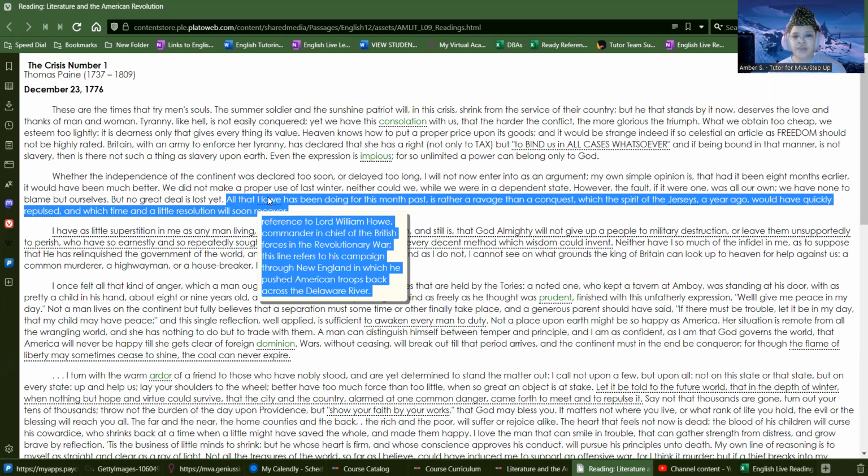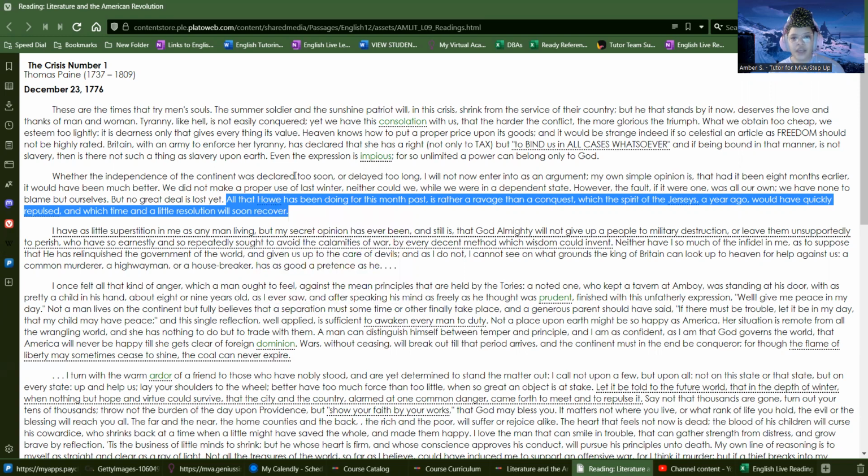So basically, he was fighting a campaign through New England, and he managed to push the soldiers back across the Delaware River. And he refers to all of this that the British have been doing as a ravage rather than a conquest. So he's saying they aren't just trying to take over the colonies to stop them from obtaining freedom and independence. He's basically just massacring everyone. That's the implication here, that he's being more violent than he has to be. It's about sending a message.